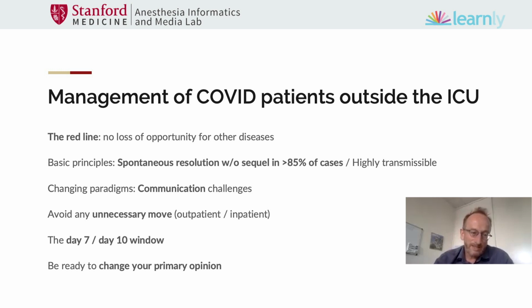My fifth message would be about the day 7, day 10 window. You probably will hear more about that in the immunological talk, but it's true that we saw patients that looked fine until day 7, and then they worsened quite fast. Sometimes unexpectedly. They were not old, they did not have a big comorbid condition.